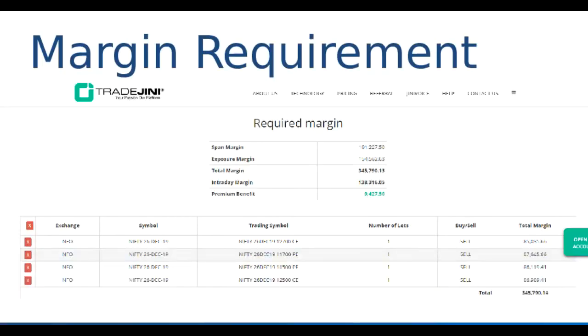So this is the margin requirement slide, which I picked up from Trade Genie. If I go for one leg, this is the two-leg structure, created for the December month. I'll tell you when to create the second leg and when to create the third leg. That's the adjustment. For one leg, approximately 1,75,000 is required.